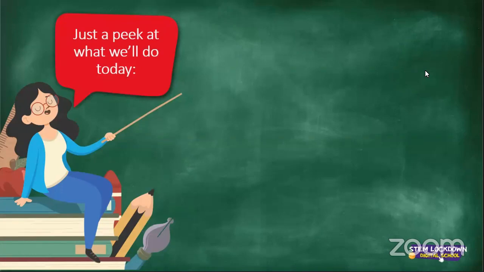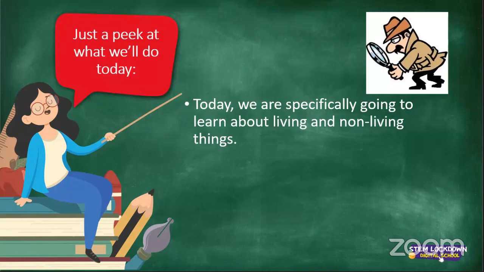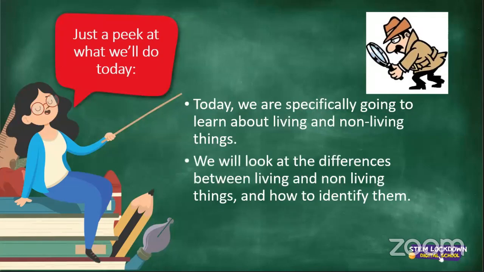Right, now we are quickly going to take a peek at what we are going to learn today. Today we are specifically going to learn about living and non-living things. A lot of you might remember that you've done this before, and that is okay, because we'll do a lot of revision now. But for those of you who haven't done it, it's okay too. It's not a problem. We'll go through everything. This is part of term 1's work that we're doing revision on now, to look at the differences between living and non-living things and how to identify them.